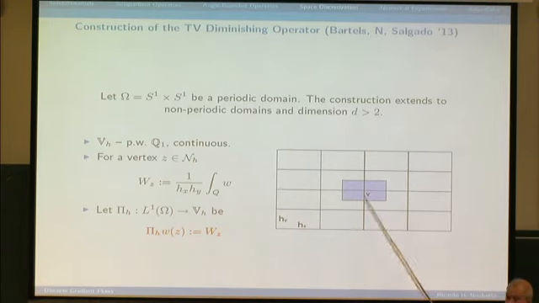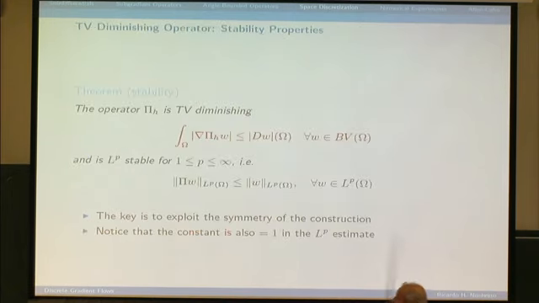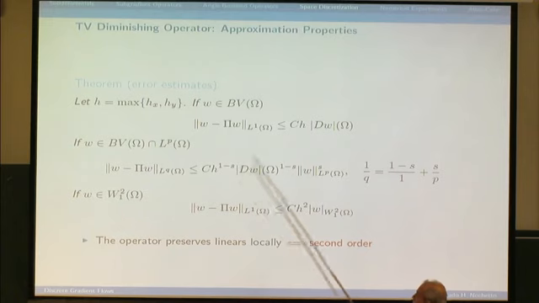If you do this, then this operator has the property that I mentioned of being TV diminishing with constant 1, and some other properties in other norms. Okay? The proof is tricky. It's not a standard interpolation estimate because we want constant 1. And then you also have approximability.